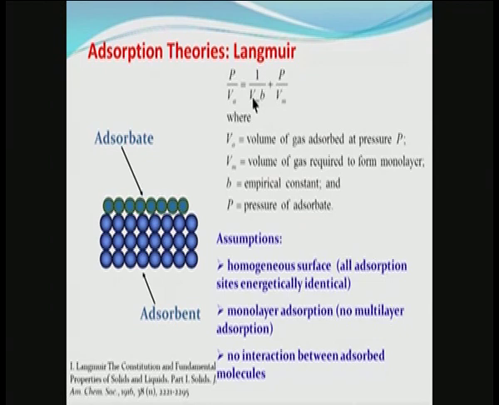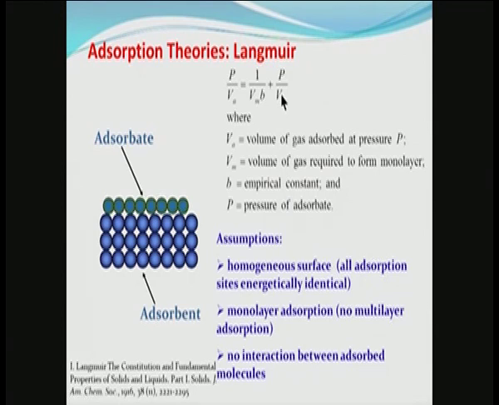Now, let us look at this equation. VA is the volume of the gas adsorbed at some pressure P. So, we have VA corresponding to pressure P. Vm is the volume of the gas required to form one monolayer of the adsorbate. B is an empirical constant and P is the pressure of the adsorbate. So, this is the Langmuir equation which applies to the adsorption of one single monolayer.